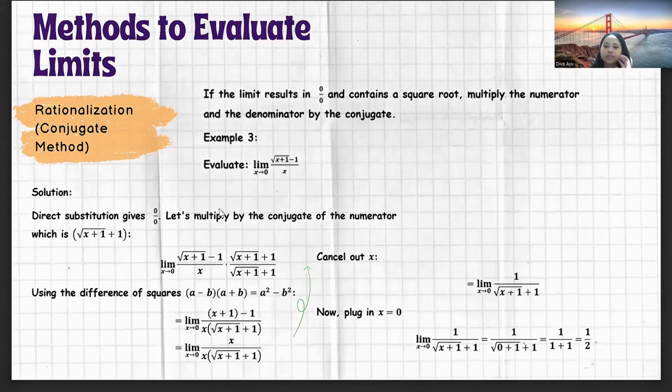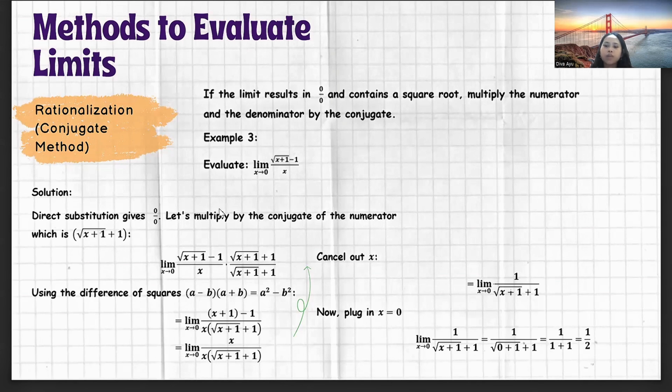Okay, now let's continue with another method for evaluating a limit, which is called the rationalization method, or sometimes known as the conjugate method. This method is commonly used when the function contains a square root. Sometimes, if we substitute the value of x directly into the function, we obtain the indeterminate form 0 over 0.